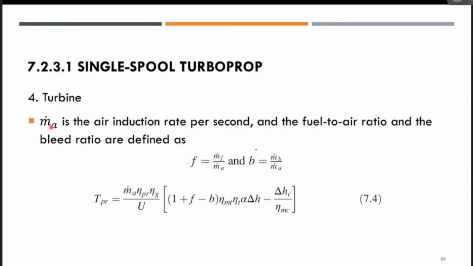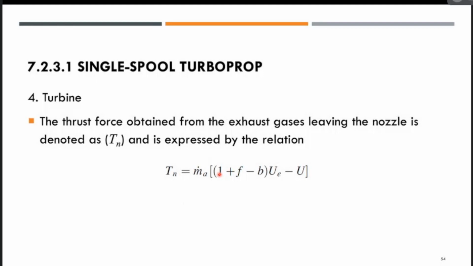The mass flow rate of the air, m dot A, is the air induction rate per second, the amount of air being sucked into the core of the engine, and the fuel to air ratio and the bleed ratio are defined over here. The thrust force obtained from the exhaust gases leaving the nozzle is denoted as T_n, and can be expressed by this relation. You can see that there is a U_E minus U there. U_E is the exhaust speed, and U is basically the aircraft speed.